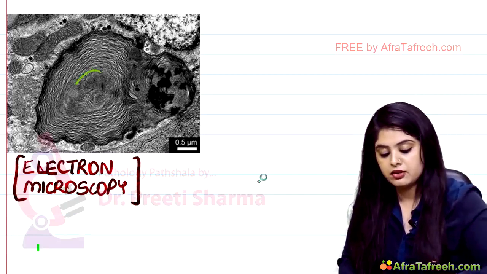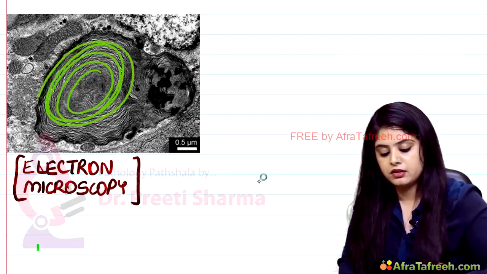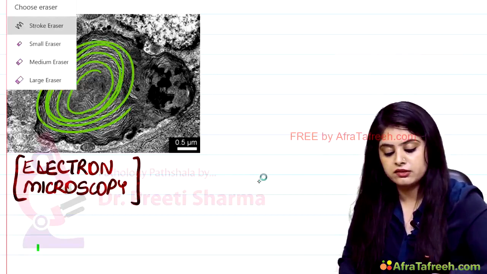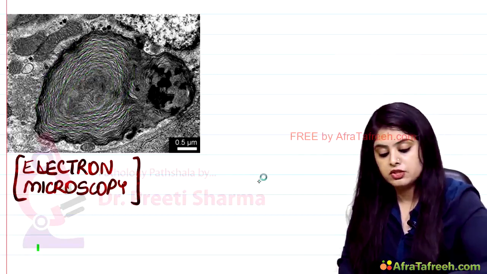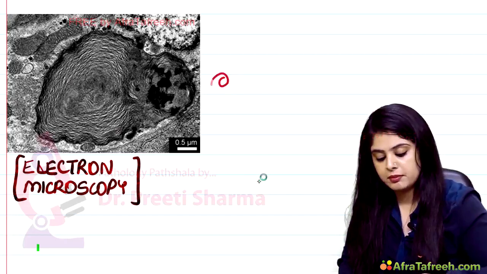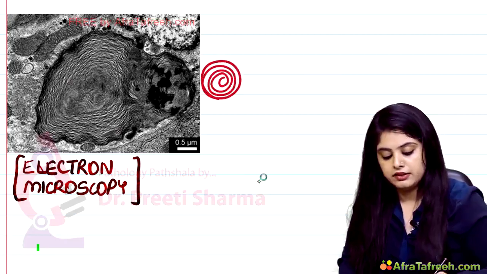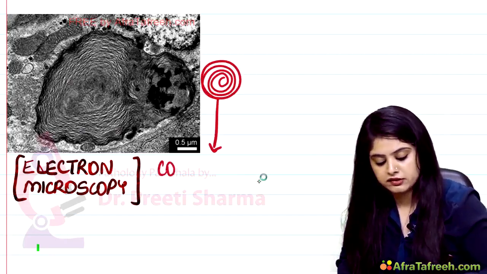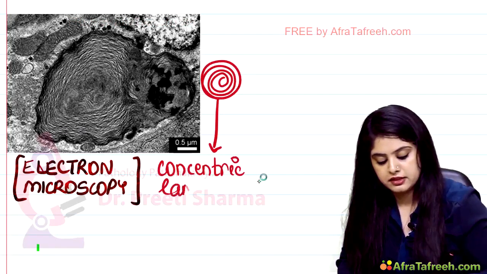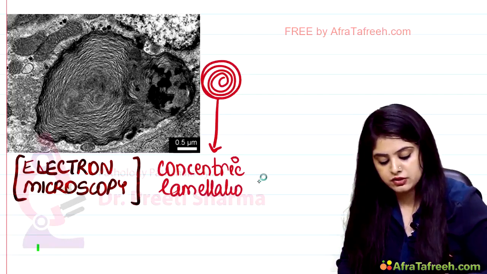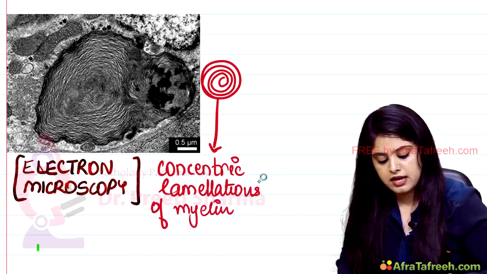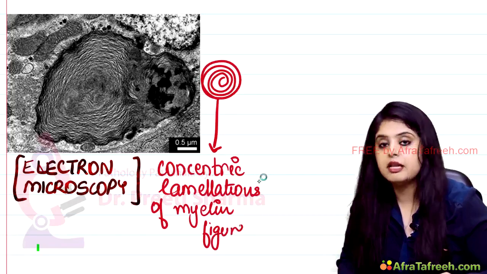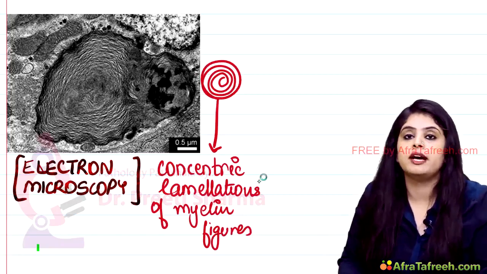Remember, in this electron microscopy image, you see this concentric pattern over here. I want to erase this so that you can appreciate it again. Do you appreciate this concentric layering that is happening? This is referred to as the concentric lamellations that you see in myelin figures. And what are these concentric lamellations made up of? You're right, they are made up of phospholipid and calcium.